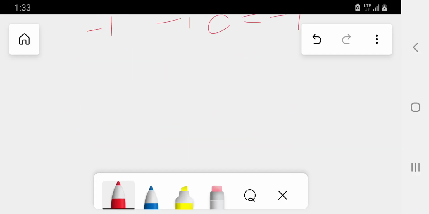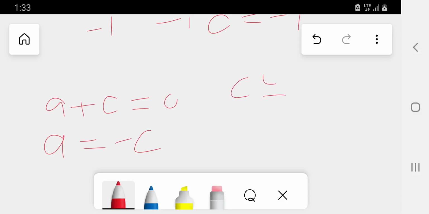Since our first equation was a plus c is equal to 0, we're going to make a the subject of the formula here. You know that a is equal to negative c. Then the value of c is equal to negative 1, so we're going to substitute this negative 1 where there is c. So we're going to have a being equal to negative of negative 1. So our a becomes positive 1. So this is how you're supposed to find the coefficients of a, b, and c.